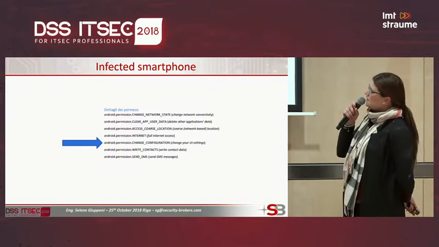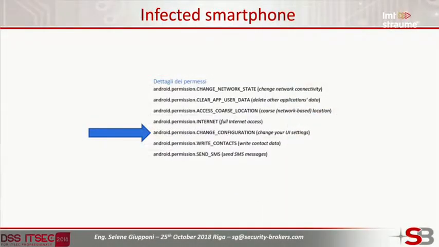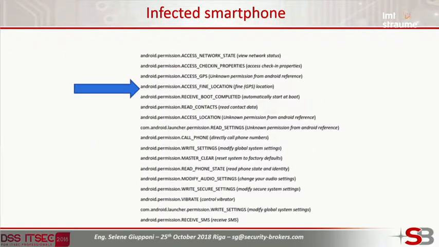So it depends. These are all the permissions and what the smartphone can do with this kind of spy software. It included changing network state, clearing app user data, location, full access to the internet connection, writing contacts, sending SMS, changing vibration, reading contacts and location, and also receiving SMS.